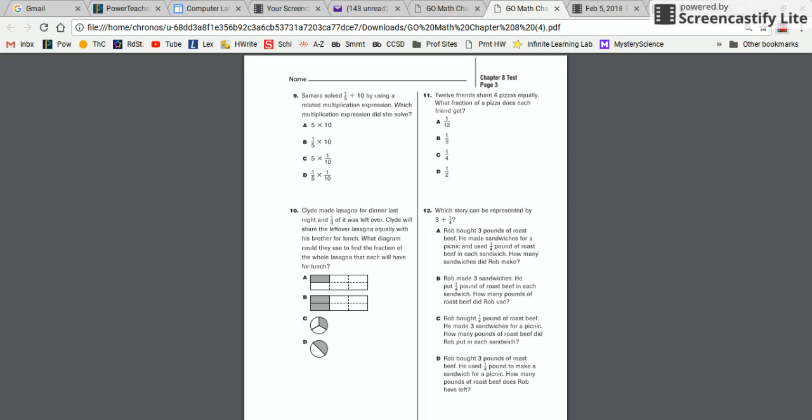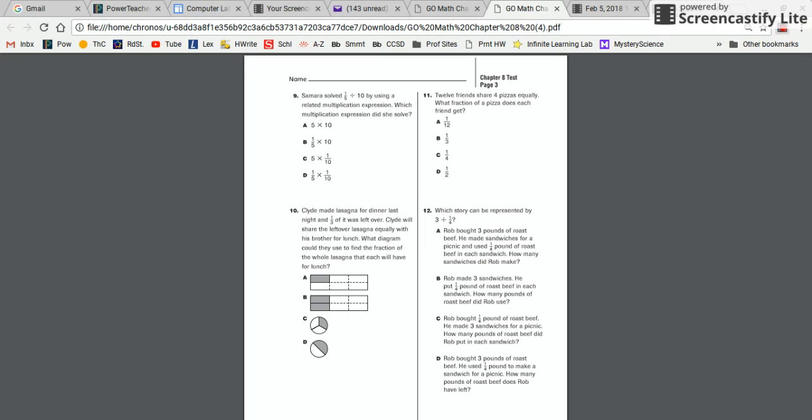Number 12. Which story can be represented by 3 divided by 1/4? A. Rob bought 3 pounds of roast beef. He made sandwiches for a picnic and used 1/4 pound of roast beef in each sandwich. How many sandwiches did Rob make?